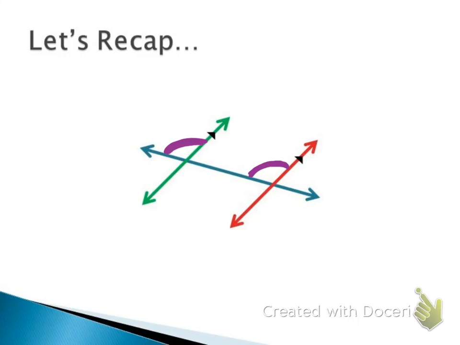The next thing we learned is that alternate interior angles are congruent. So if this one has some certain measure, this one has the exact same measure. So you can now mark that one with that same color.